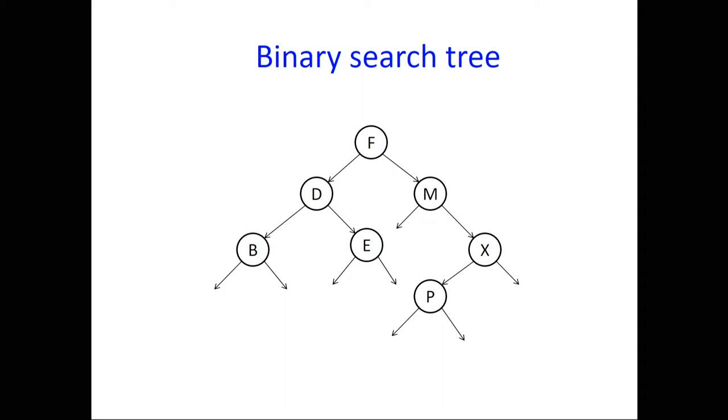Okay, again, symmetric order, otherwise called in order, is illustrated again in this tree. Everything in the left subtree of a node is less. Everything in the right subtree of a node is bigger. This makes binary search easy. To search for P, for example, we start at the root F. It's bigger. We branch to the right. It's bigger than M. We branch to the right. It's smaller than X. We branch to the left, and then we find it. Four steps. So the search time is proportional to the path length in the tree, and our goal is to minimize the path length.